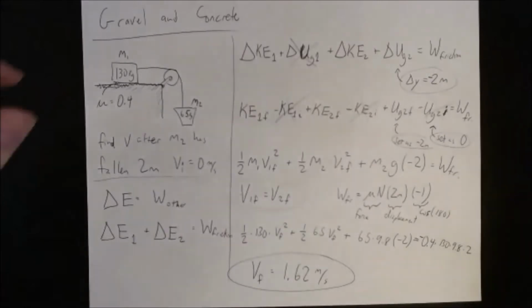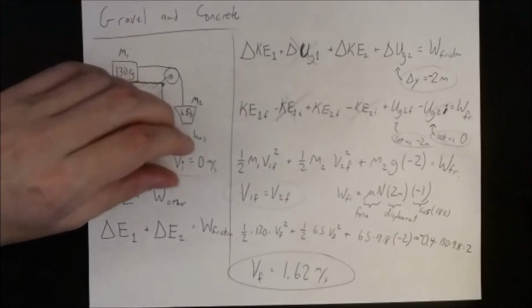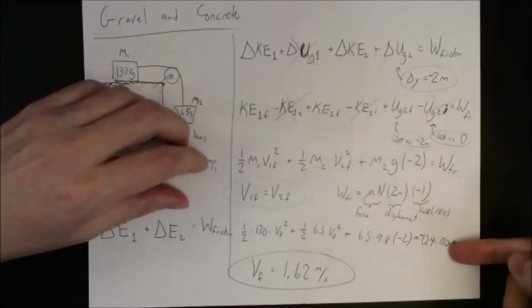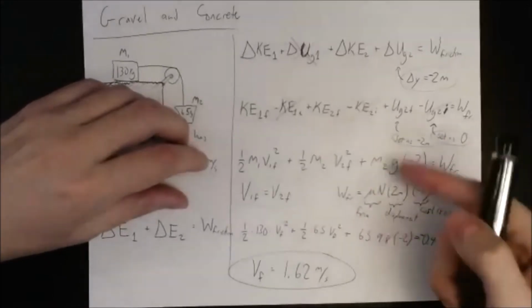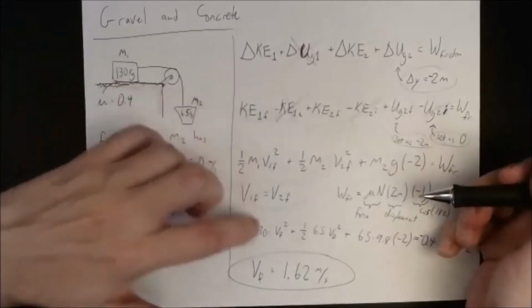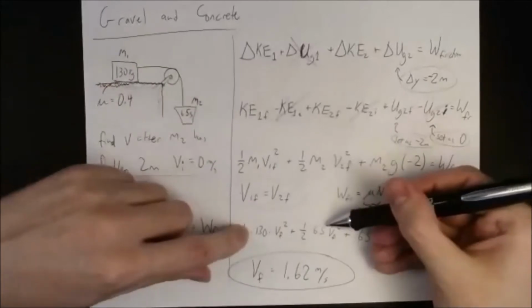This is another tough one. Can we cancel out mass in this one? It sure looks like we should be able to, because we've got a mass here in friction, we've got a mass there in gravity, and we've got another mass there in kinetic.